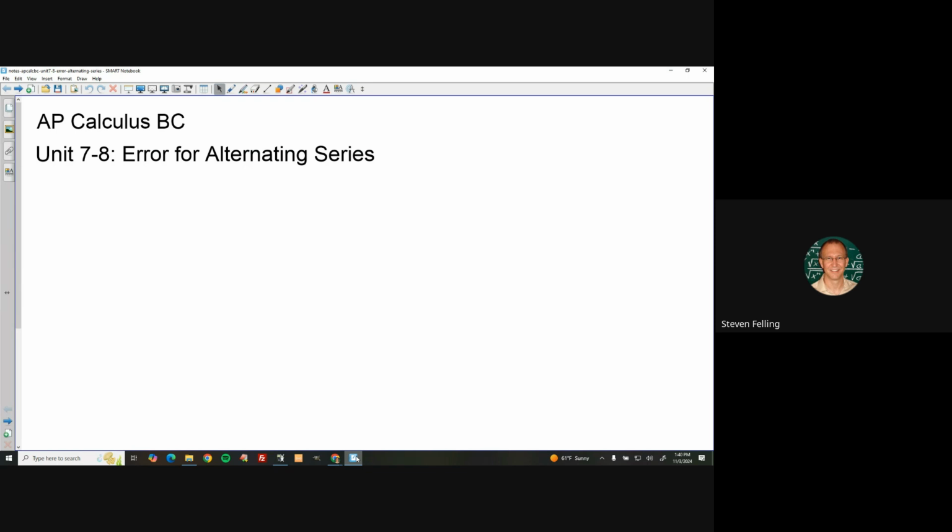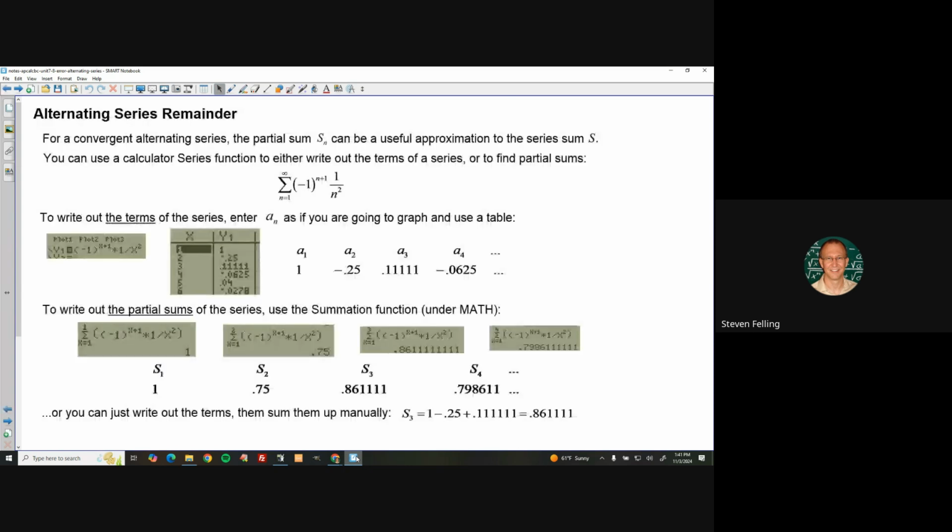All right, let's go ahead and get started here. Now you have to have an alternating series. This applies only to alternating series, and it has to be a converging series. So if the series diverges, this doesn't work. But if you have a convergent alternating series, then you can approximate the sum that the actual series sums to, the actual sum, by only using some of the terms.